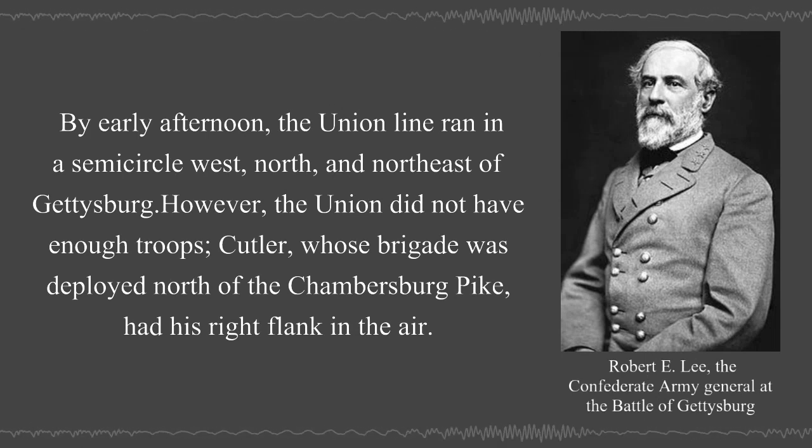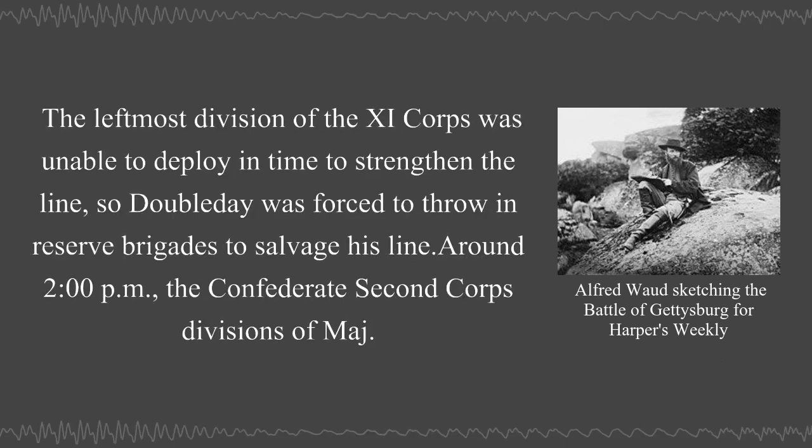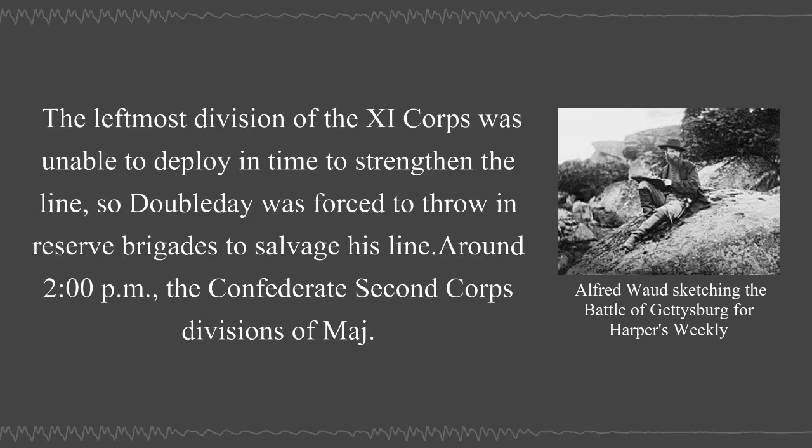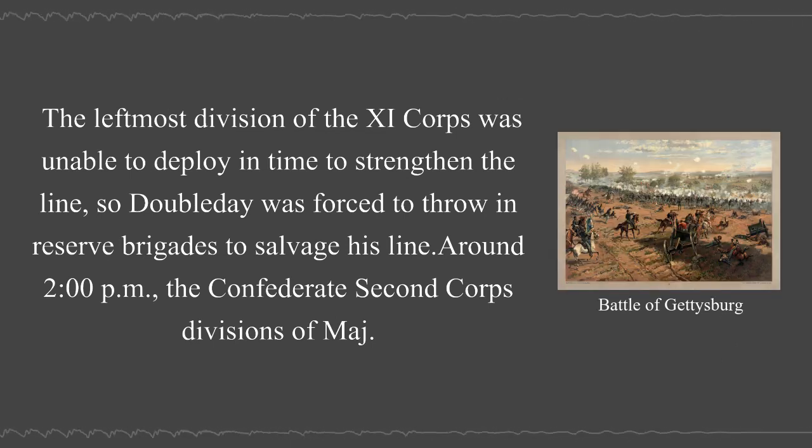However, the Union did not have enough troops. Cutler, whose brigade was deployed north of the Chambersburg Pike, had his right flank in the air. The leftmost division of the XI Corps was unable to deploy in time to strengthen the line, so Doubleday was forced to throw in reserve brigades to salvage his line.